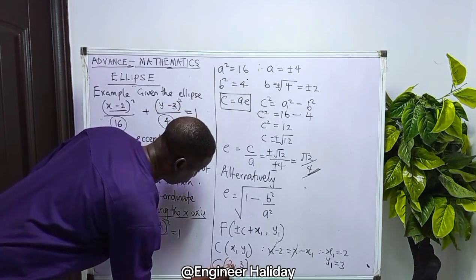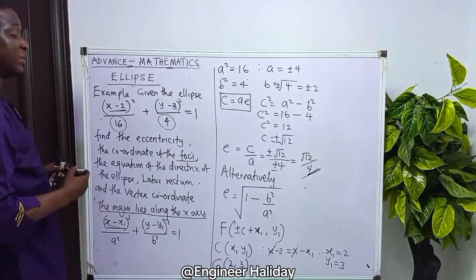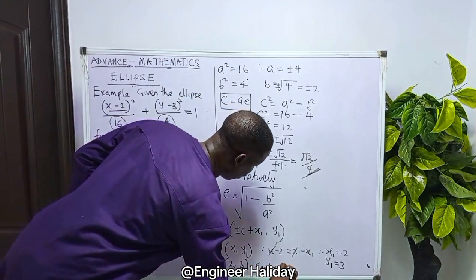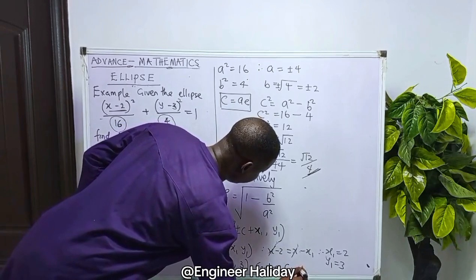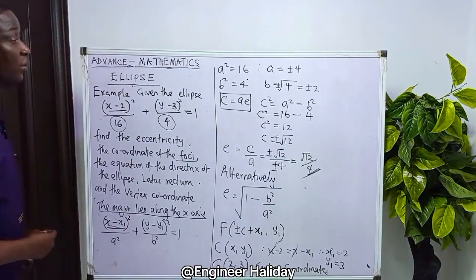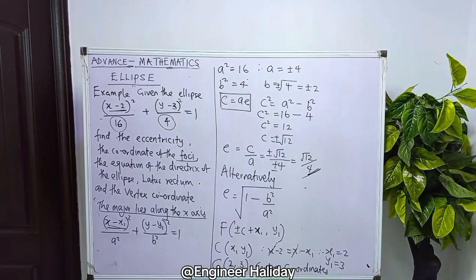Don't forget to write your x coordinate first before the y coordinate. After getting your center, this is what we call the center coordinate. You need it to get your vertex coordinate and whatever you want to solve for to get other coordinates.